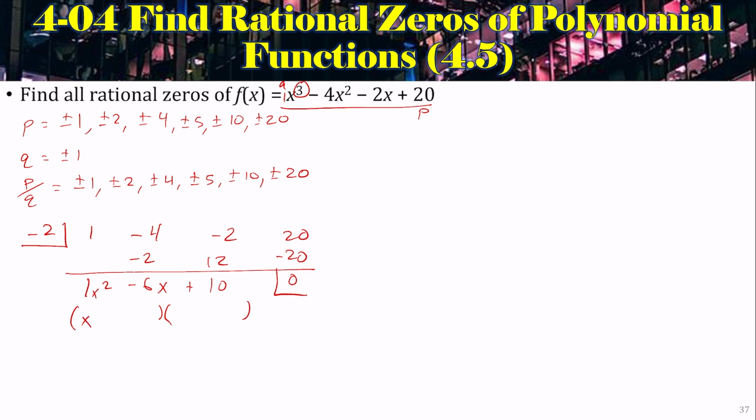Let's try factoring. Times to get 10. It's maybe 2 or -2 and -5, which adds to make -7. But I have -6 in the middle. Well, we could try 1 and 10. It gives me -11. Not factorable. All right, so if it's not factorable, let's use the quadratic formula.